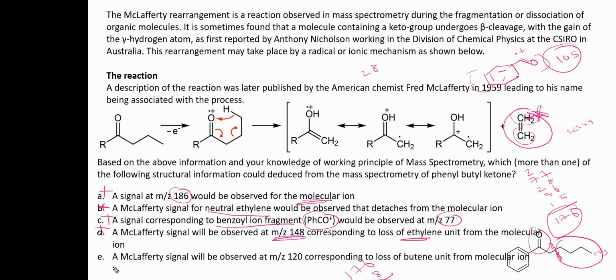Okay. Let's see. A McLafferty signal will be seen at 120, right? Corresponding to the loss of the butene unit from the molecule, right? This will be correct. This will be the right option. So if you count the carbons and hydrogens, that will be a butene structure. It will correspond to about 56, right? And that will be your McLafferty signal. So this is the only right option for this question, okay? For this question. So that's that.